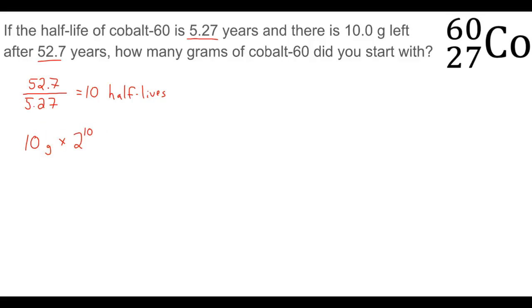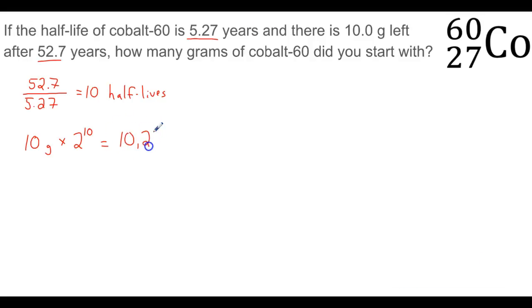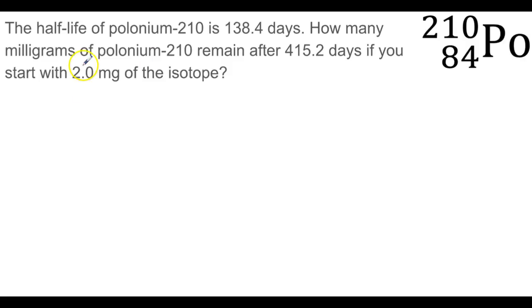So let's take 10 half-lives, and now we're going to kind of work backward. We're going to double it each time. So 10 times 2 to the 10th, because really I'm doubling it, and now I know I'm going to be doubling it 10 times. I'm going to solve that out. So 2 to the 10th power is going to work out to be 1,024. Take that, multiply it by 10, and I'm going to work out to 10,240 grams. So that's what I started with.